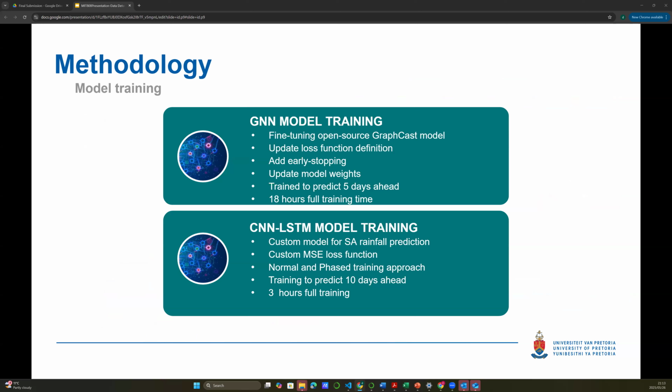In contrast, for the CNN-LSTM model, a tailored loss function was used, and training was carried out with 2 different approaches. This model was trained to produce forecasts up to 10 days ahead and completed full training in about 3 hours, making it more lightweight in terms of computational resources.